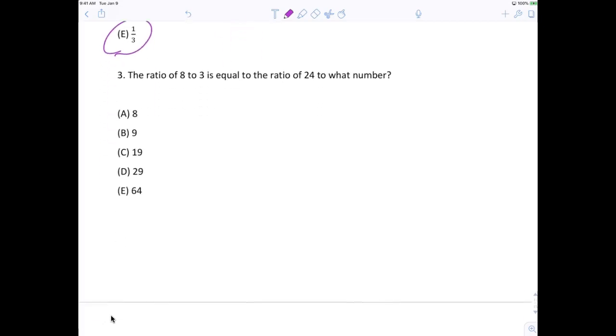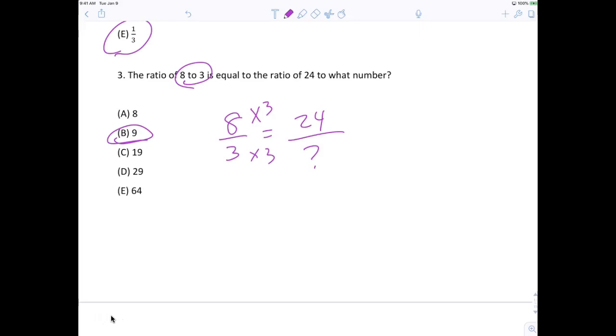All right, now we're going to talk about ratio. What's a ratio? Ratio is just a fancy word for saying a fraction. That's all it is. So if I say 8 to 3, I want you to write it as a fraction: 8 over 3. That is the same as 24 over what? 9. That's correct. Just multiply it by 3. All we had to do was multiply by 3. Come on, that wasn't that hard, right?